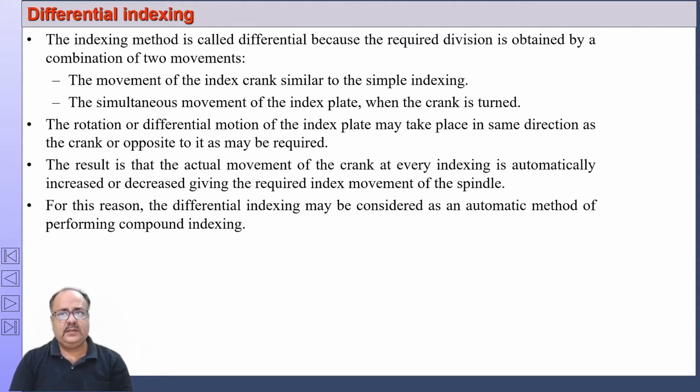So what is differential indexing? Differential indexing is basically a method of automated compound indexing. Here we try to divide the workpiece into a number of divisions very close to the actual number of divisions required. As we divide the workpiece by moving the indexing crank, there will be a differential movement of the plate in the same direction or in the opposite direction. So it is either adding certain movement to our movement, or subtracting certain movement from our movement.